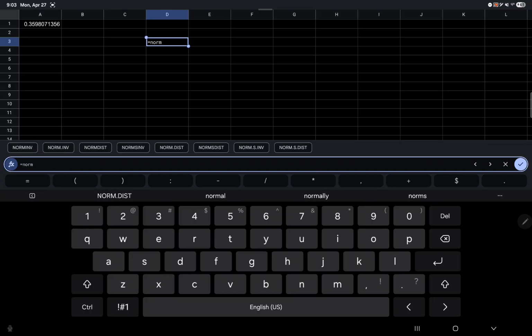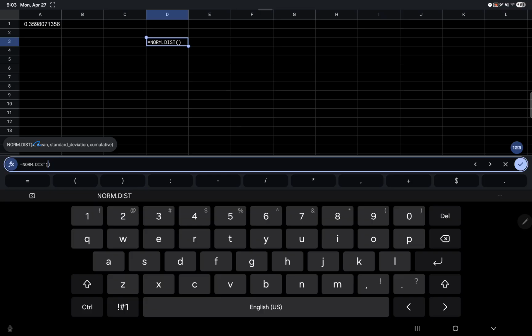Norm distribute. And then what was it? It was data value is 25, mean of 32, standard deviation of 4, and true. I wonder, does it matter if it's capitalized? We'll find out.